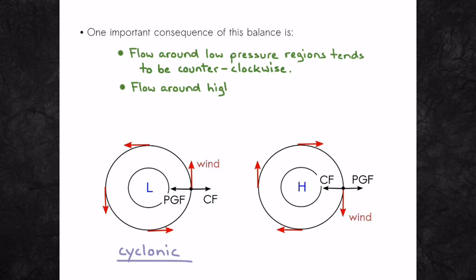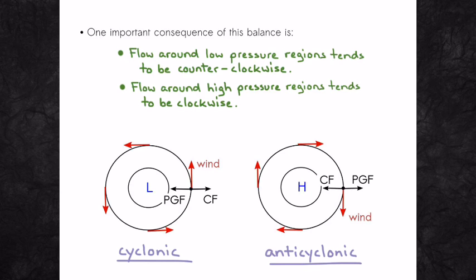So flow around high pressure regions tends to be clockwise. And again, because that kind of flow is associated with an anticyclone, we refer to it as anticyclonic flow. Anticyclonic flow is clockwise flow around a high pressure region.